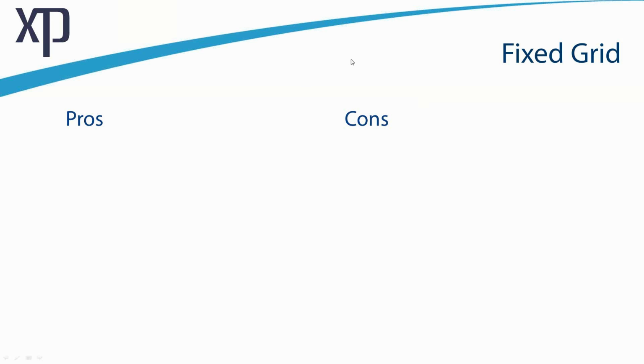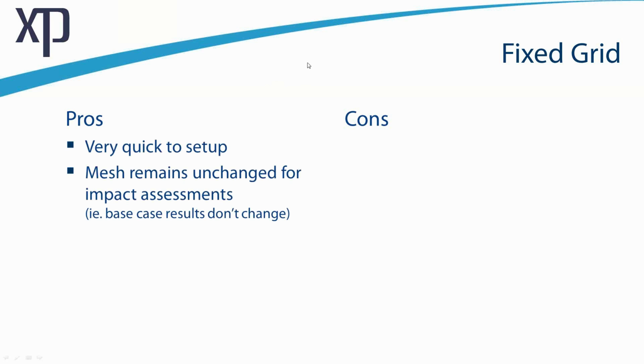So the 2D solver uses a fixed grid, and we'll just have a quick look at some of the pros and cons of a fixed grid. They are very quick to set up, which is their big plus. And when you're doing your impact assessments, there's generally no need to change your mesh, so therefore your base case results don't change. Effectively, once you've got your model set up, your mesh doesn't change, and that is very useful in terms of not getting spurious effects away from your impact assessment area.